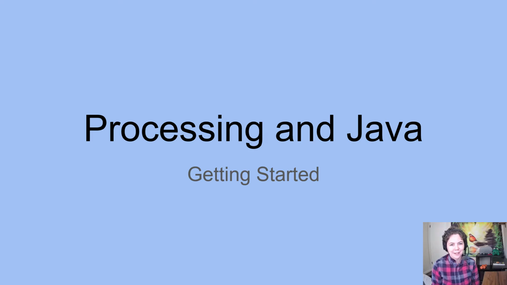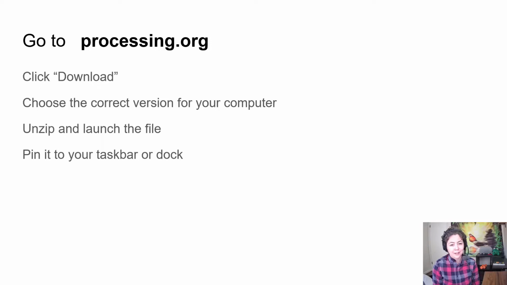Hi everyone, in this video I'm going to show you how to get started with Processing and Java. The first thing you're going to want to do is go to the processing.org website and click download, and then you'll choose the correct version for your computer, unzip and launch the file, and then pin it to your taskbar or dock for easy access.